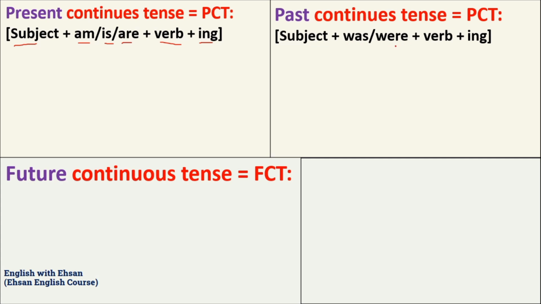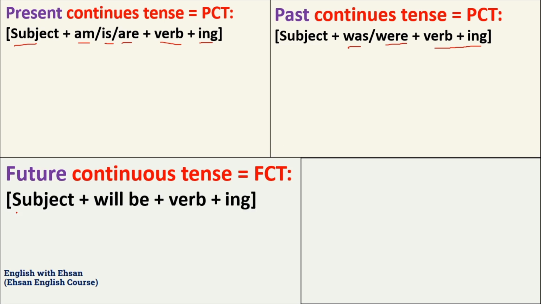And in the past continuous tense, when we are talking about something in the past, first we have the subject, also was and were, plus verb plus ing. In the future also we have the subject, and we have will be plus verb plus ing.